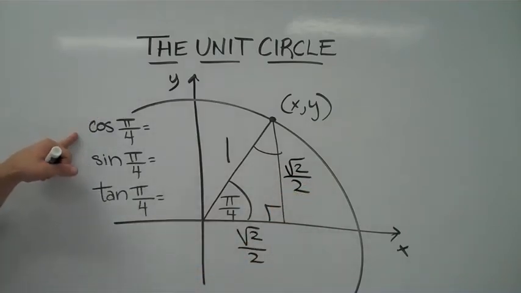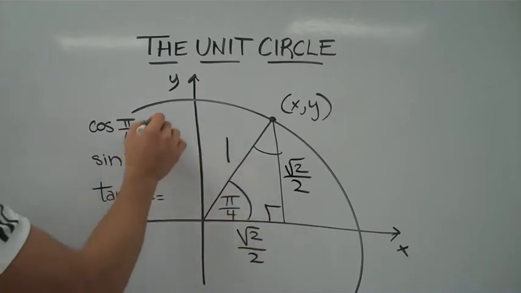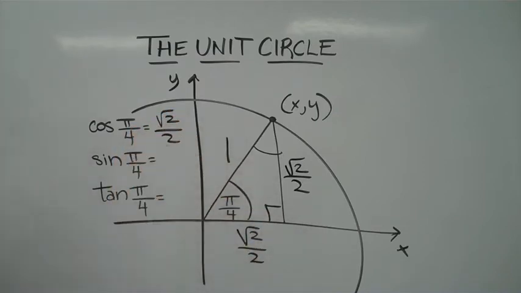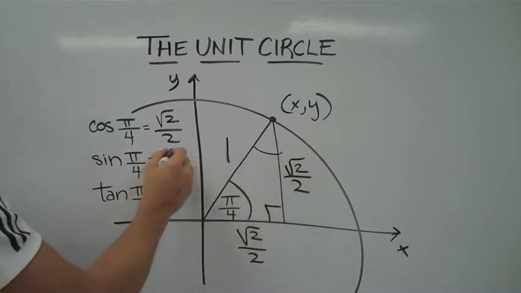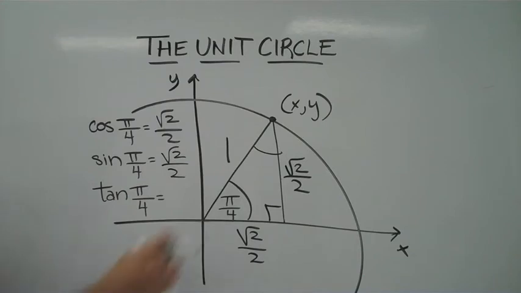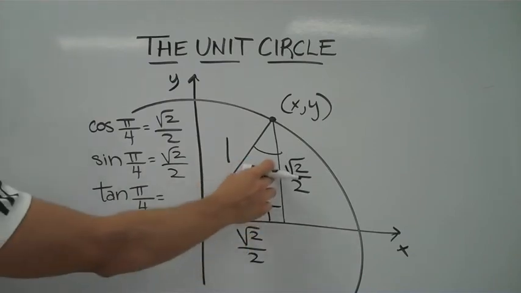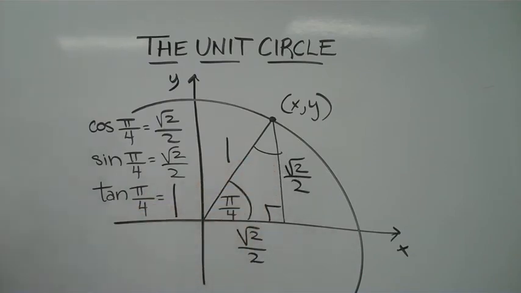So cosine of this angle is adjacent over hypotenuse, which is the square root of 2 over 2 divided by 1, which is the square root of 2 over 2. Sine is opposite over hypotenuse, which is the square root of 2 over 2. And tangent is opposite over adjacent. Well, this divided by this will give me just 1.